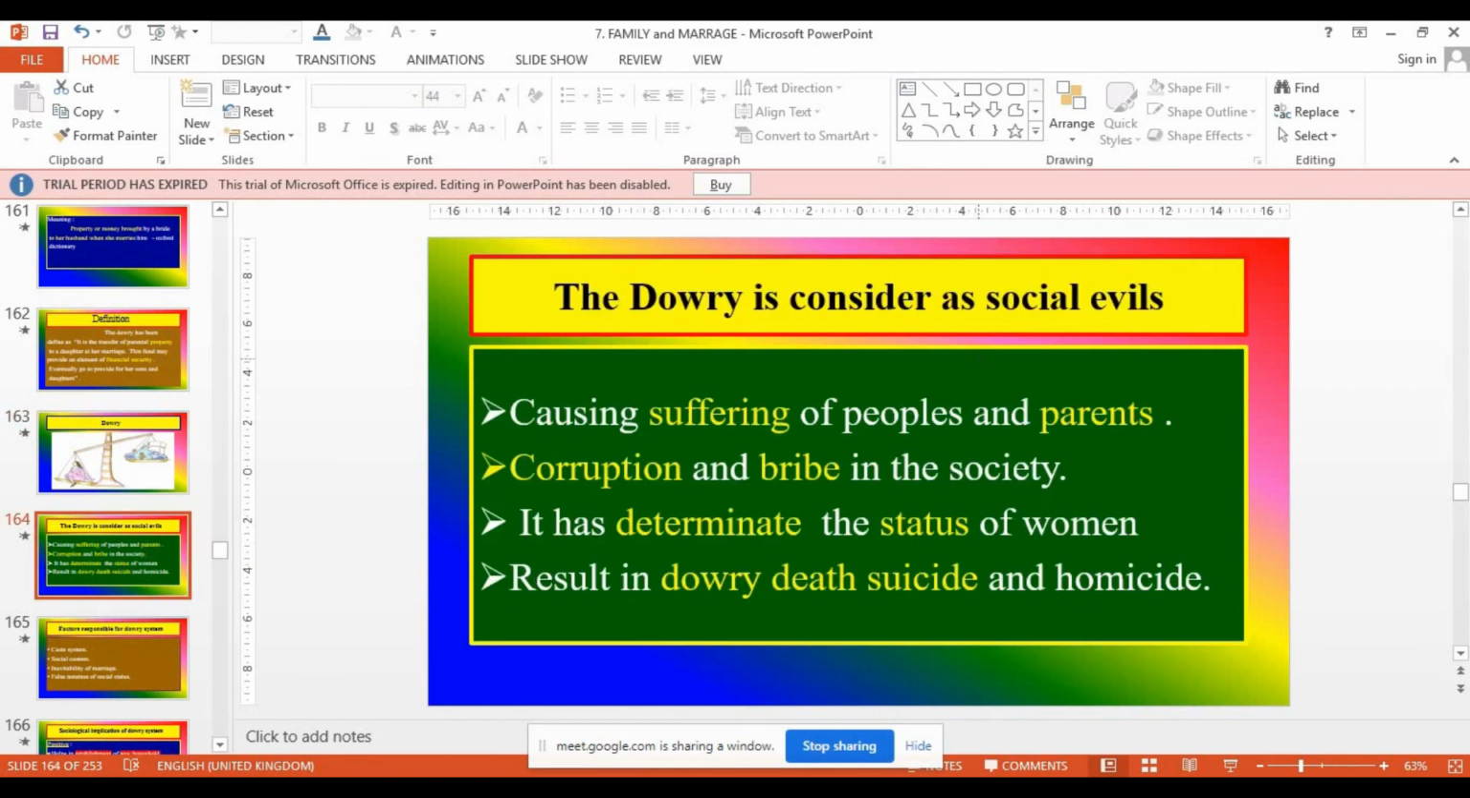Dowry is considered a social evil. Students, money is essential for the family. After the marriage, money is needed to reconstruct the new family. But dowry became a heritage. The problem is due to customs, generation by generation, certain customs of exchange of materials, which create issues.